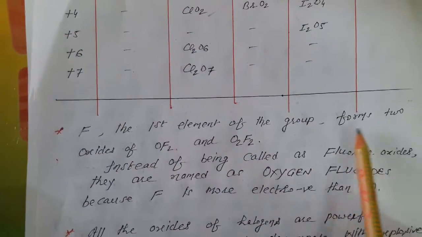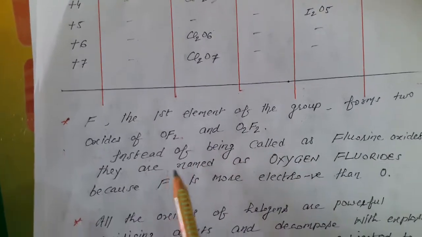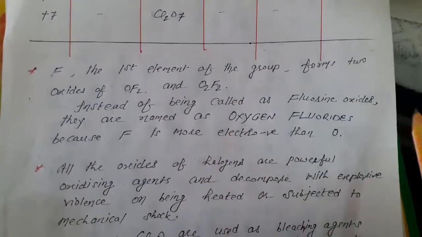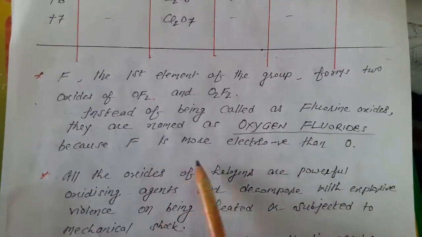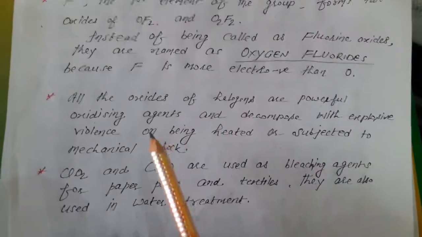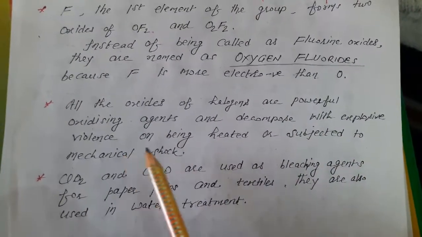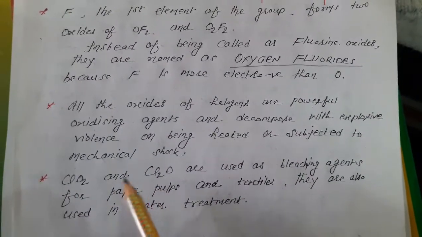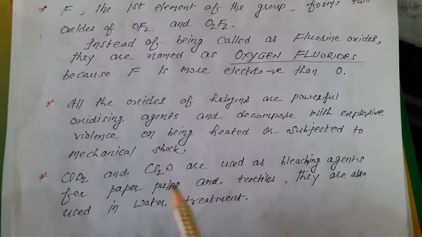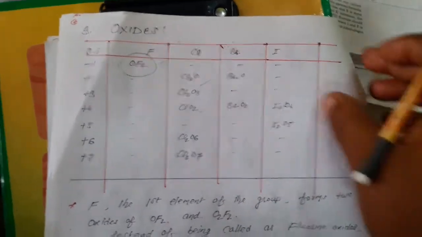Fluorine is the first element of the group and forms two compounds, OF2 and O2F2. Instead of being called fluorine oxides, they are named oxygen fluorides, because fluorine is more electronegative than oxygen. All the oxides of halogens are powerful oxidizing agents and decompose with explosive violence on being heated or subjected to mechanical shock. ClO2 and Cl2O are used as bleaching agents for paper pulps and textiles. They are also used in water treatment. So these are the important characteristics related to oxides.